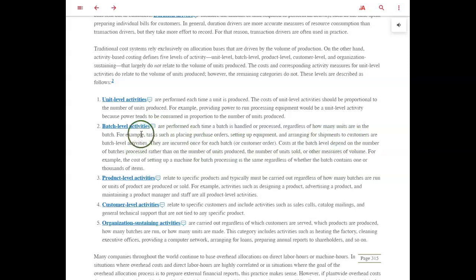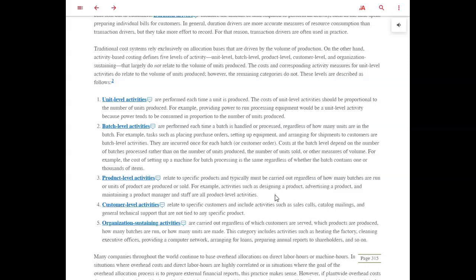So these are batches. No matter how many units in a batch, we have certain levels of activities called batch level activities. Product level activities, this is another step above that. And this relates to the products that you have, not necessarily right when you're producing them, but before or after them.